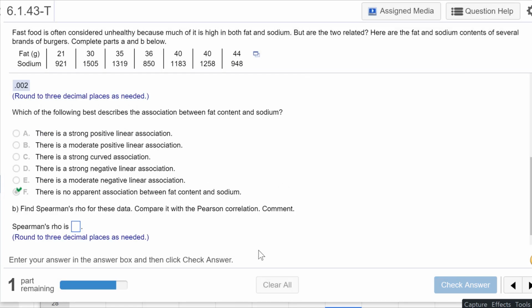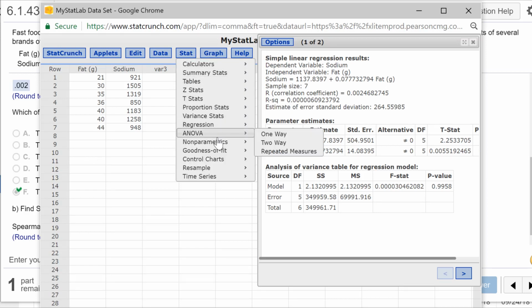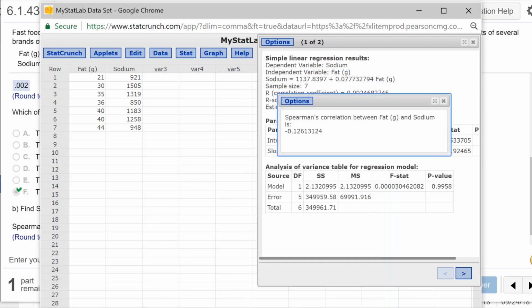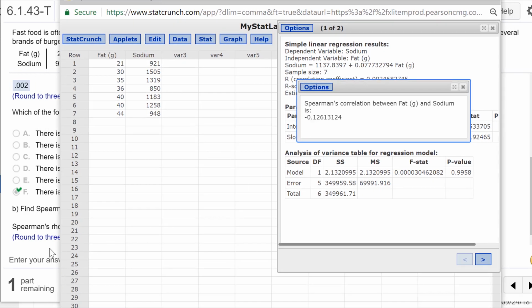Find Spearman's rho for these data. So let me go in here and I'm going to select Stat, Non-Parametric, and Spearman correlation. It says select both variables and compute. And there we go, negative 0.126. I really should check rounding first. 3 decimals, 0.126.